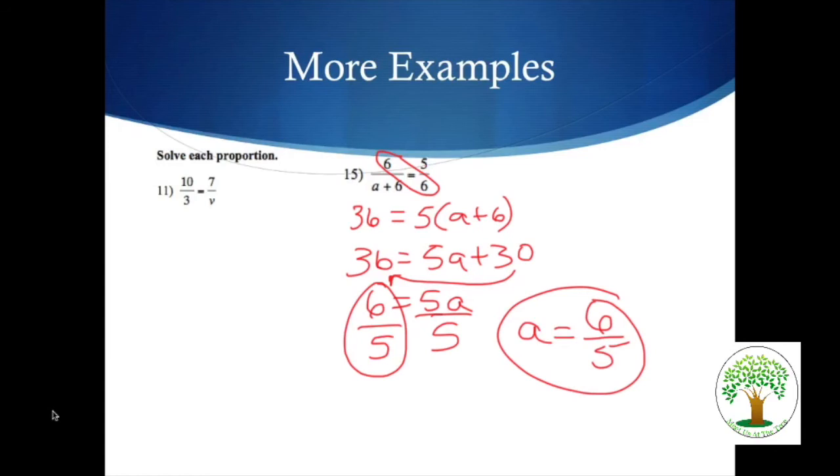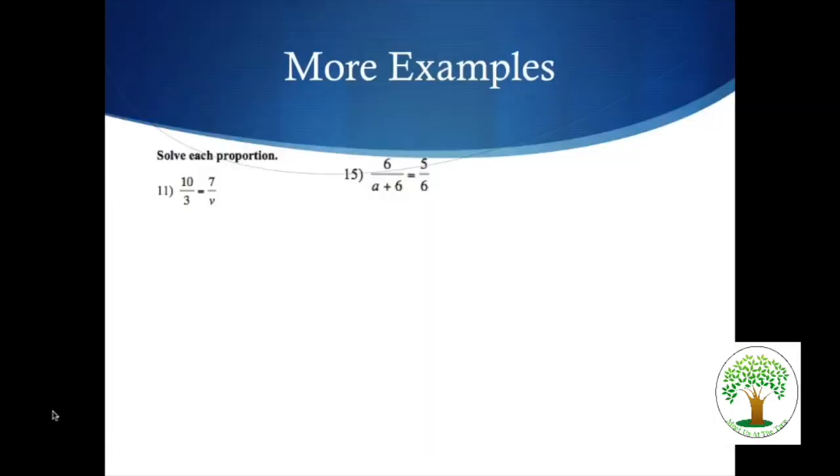All right. Next is number 19. Very similar. We're going to do the cross product again. Now I've got a variable on the top and a variable on the bottom.